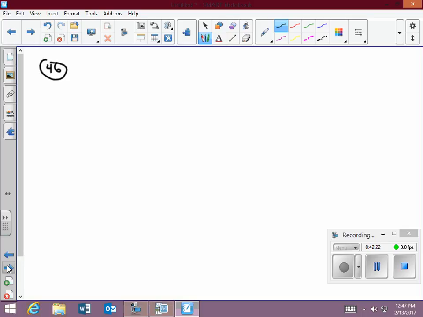So the area that's going to be covered with tile: there's 2 areas that are 4 by 7s, right? And there's 1 area that's a 3 by 7. And when you multiply that, that's going to be feet squared.